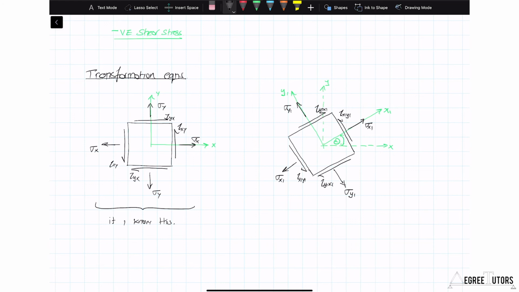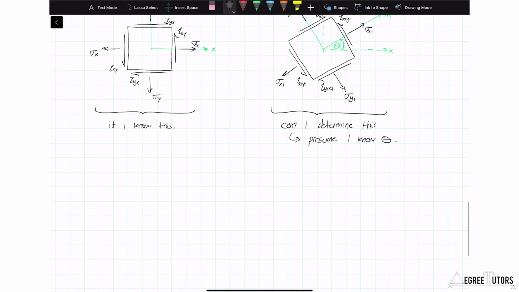If I know the stress state on the left-hand side, the question becomes, can I determine this? Presume I know theta. If I know theta, can I determine sigma x1, sigma y1, and tau x1y1? The answer is yes. We're going to do it using transformation equations, and that's what we're going to derive now.